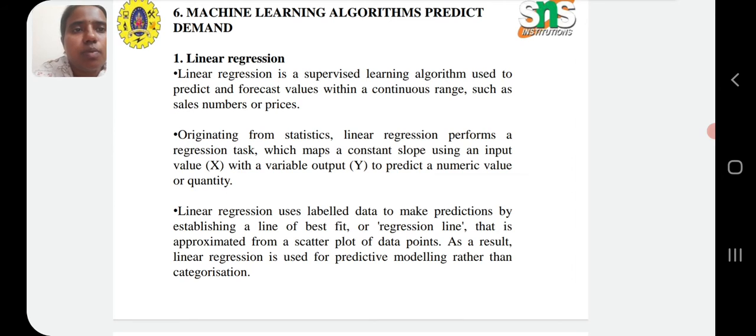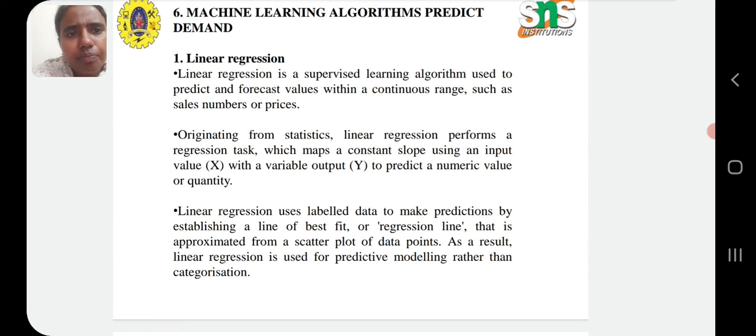Linear regression is a supervised learning algorithm used to predict and forecast values within a continuous range, such as sales numbers or prices. Originating from statistics, linear regression performs a regression task which maps a constant slope using an input value to a variable output y to predict a numeric value or quantity.